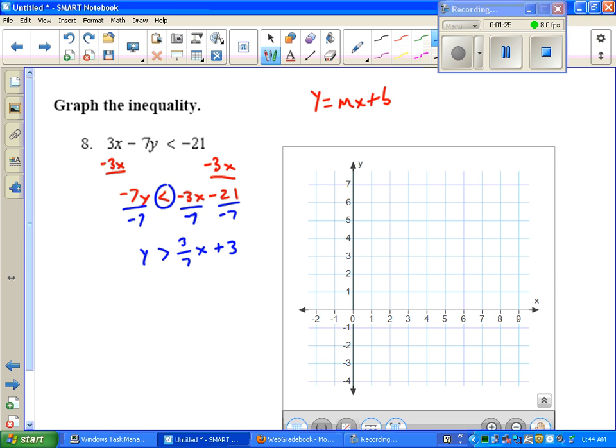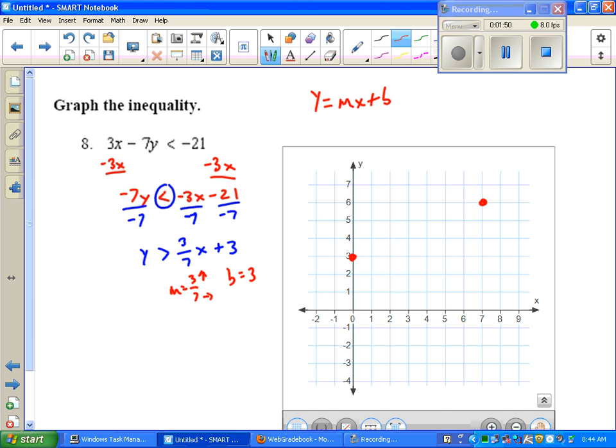So now we have slope-intercept form. We have mx plus b. B tells you where to begin. Our b value is 3. So on your y-axis, put your point at 3. Our m value is 3 over 7. That means go up 3 and go right 7. So from that point, up 1, 2, 3, and to the right 7 times. That's where your second point goes.